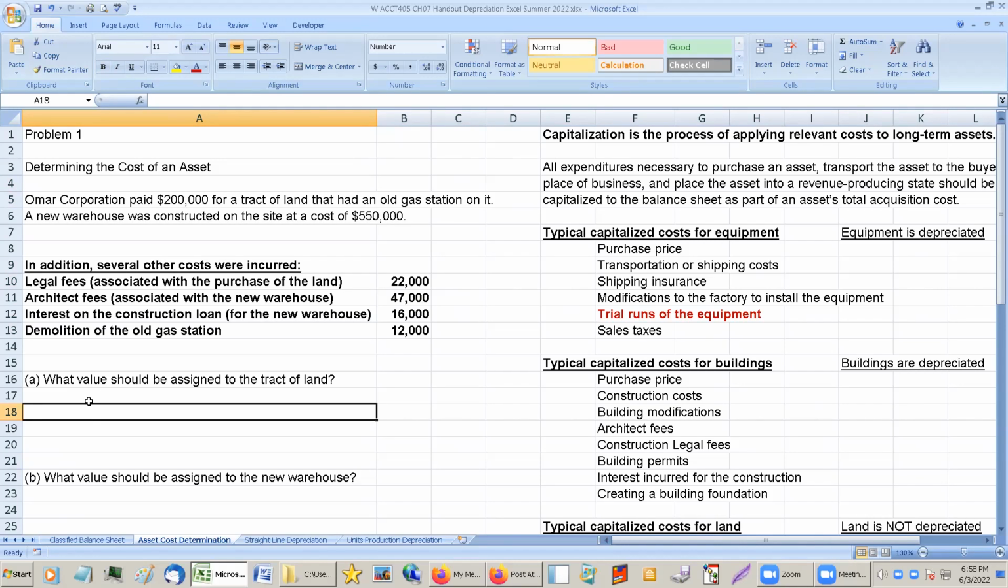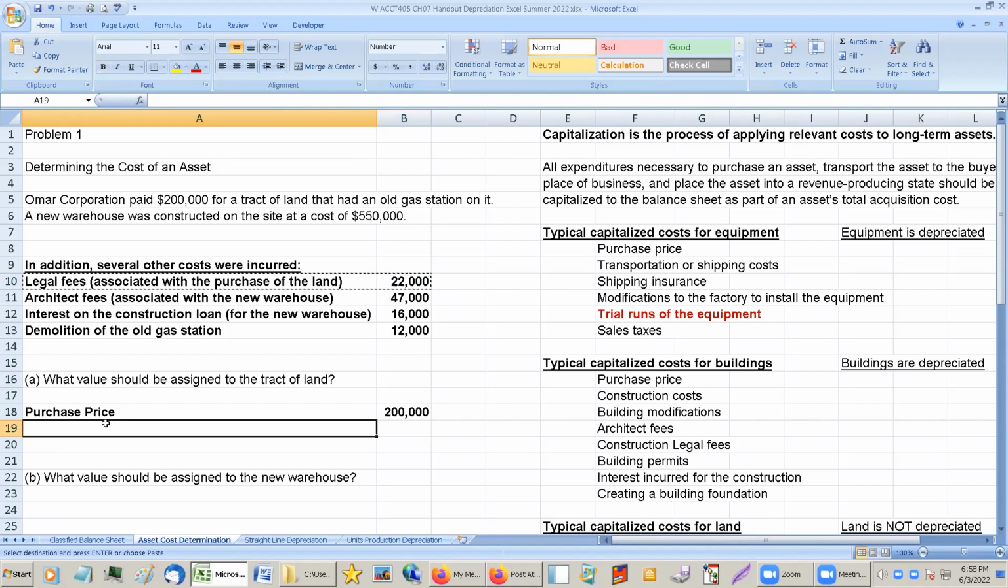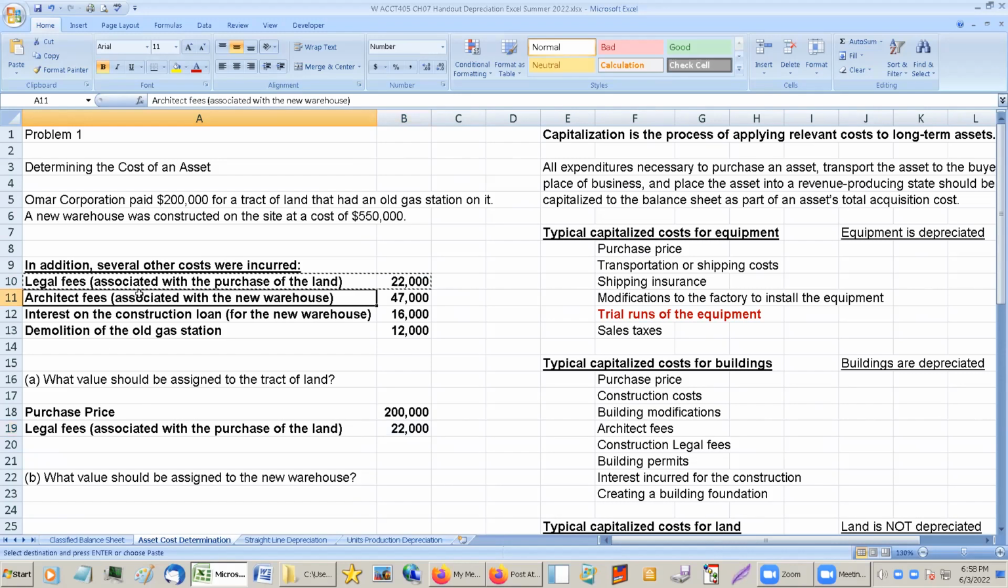So we have the purchase price for the land was $200,000. Legal fees associated with the purchase of the land, $22,000. Architect fees are going to go into the warehouse. So is the interest. Demolition of the gas station.